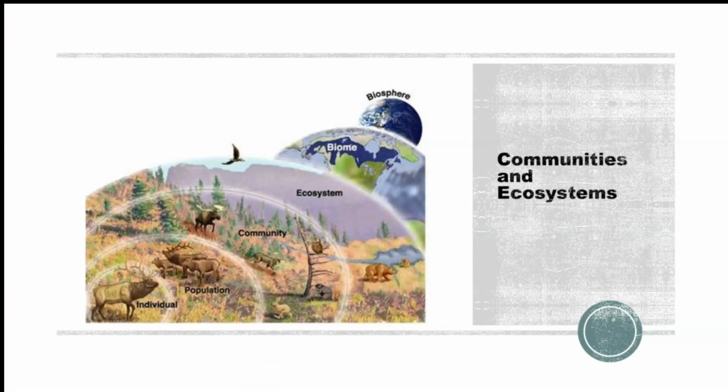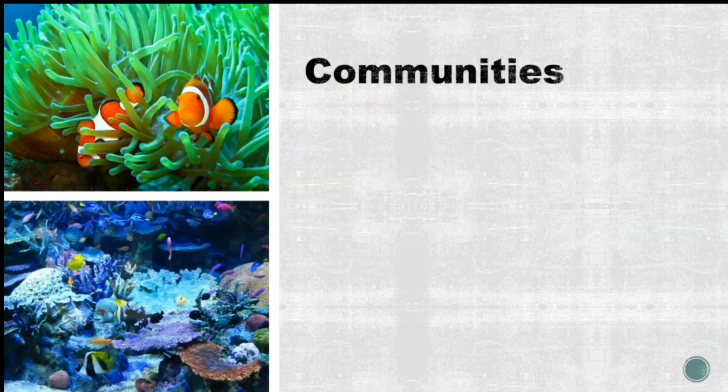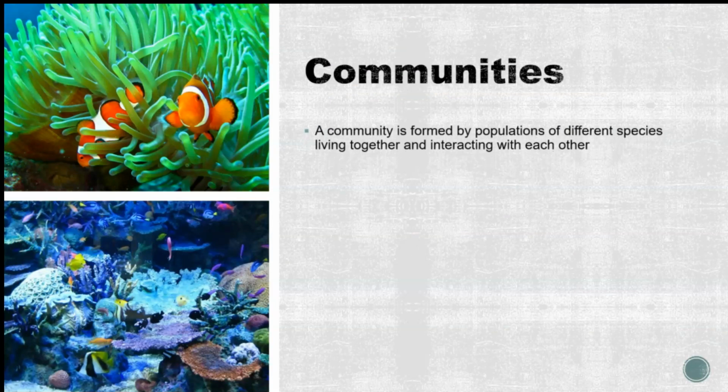Alrighty, so we've looked at species and we've looked at types of nutrition. Now we're going to look at communities and ecosystems. And you see there, I've got our hierarchy again, going from the individual to the population, community, ecosystem, biome, and biosphere. All right, so what is a community? A community is formed by populations of different species living together and interacting together.